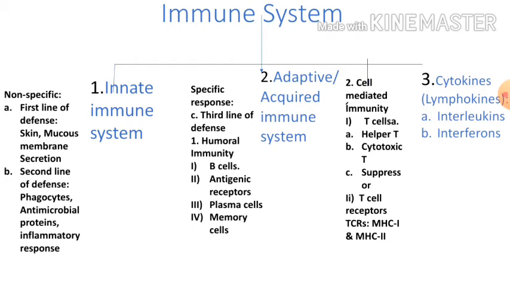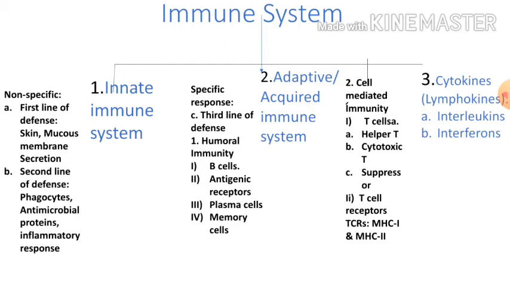Now, what is the structure of our immune system? Our immune system is categorized into three major portions. Number one is the innate immune system, which is our inborn natural immune system. We are born with our innate immune system. Number two is the adaptive or acquired immune system. This system is based on our environment.